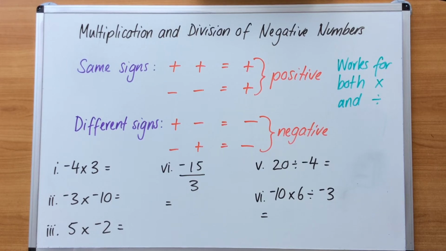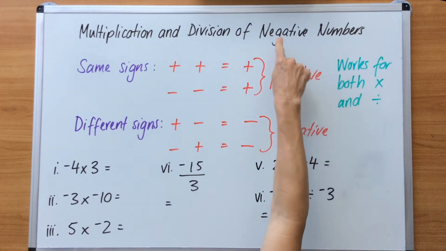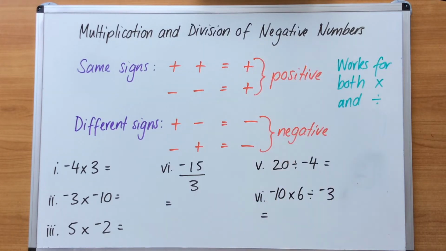In this video, we are going to focus on multiplication and division of negative numbers. Numbers are also called integers, so you might hear negative numbers or negative integers. There's a couple of rules here that we need to look at with regards to the signs, such as positive numbers or negative numbers.